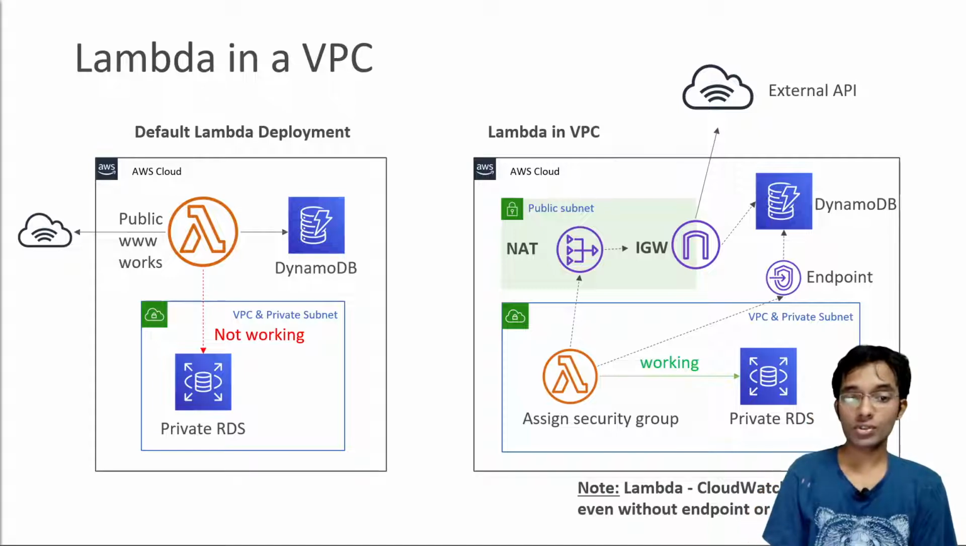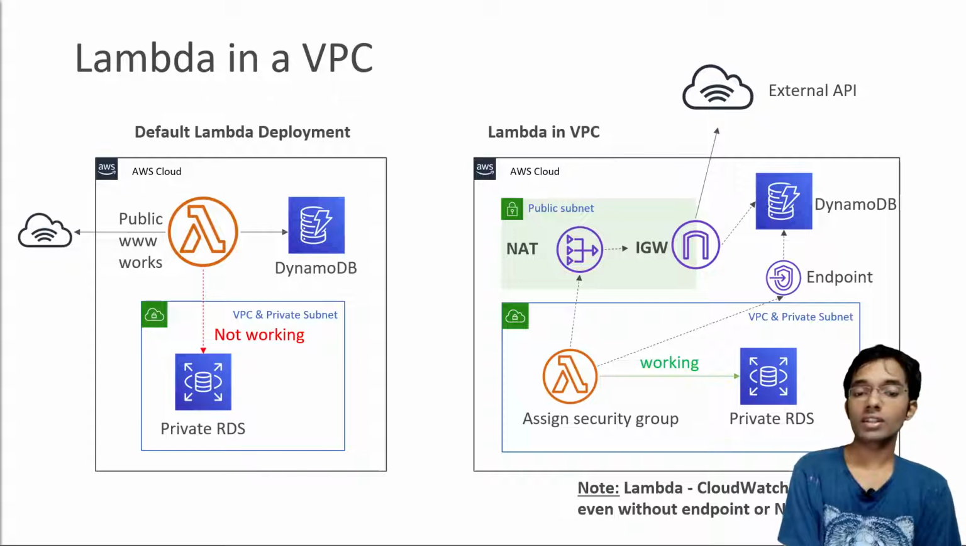Just like an EC2 instance, we can talk to a private RDS by allowing the Lambda security group into the RDS security group. But now we have another problem. What is that, right? Because our Lambda function is in our private subnets, but now it's trying to access the same external API from before. The issue is that it is in a private subnet.